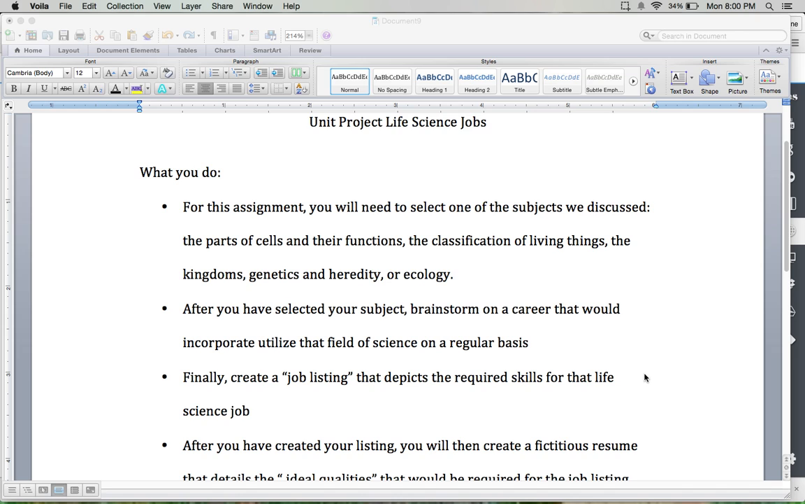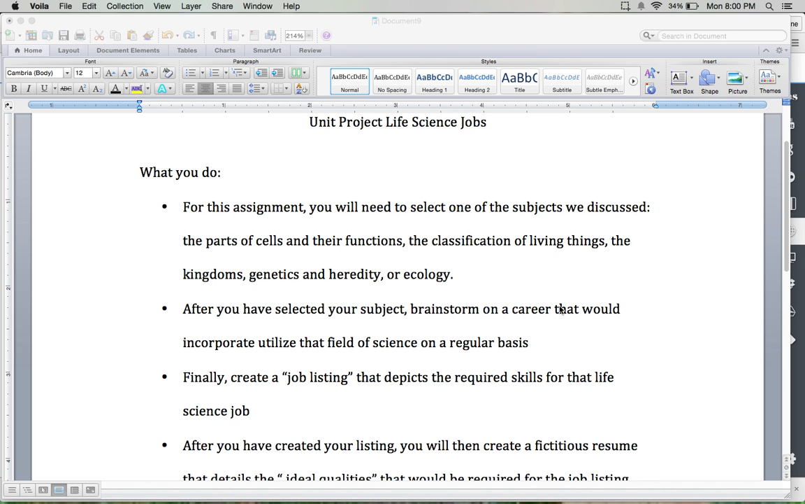So you need to research, find one that interests you, and then you're going to create a job listing that depicts the required skills for that life science job. You're going to make a fictitious job posting like you would see on Craigslist, and you're going to talk about all the duties that the job would require and the skill set that's needed.